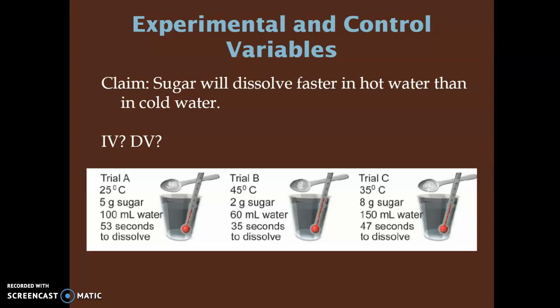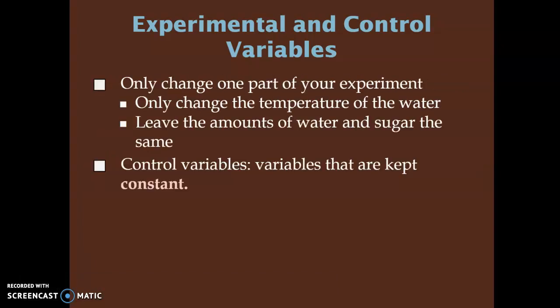In order to design a good experiment, you need to change only one thing and make that thing your independent variable. That way, you are isolating that independent variable, and you're able to tell if the results of your experiment are because of that change. When you have something like what you see on the screen now, you don't know if the sugar dissolved the fastest in trial B because of the temperature, or because of the amount of water, or because of the sugar, because it's different for every single trial. That is not good experimental design.